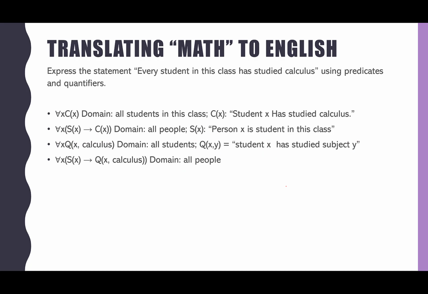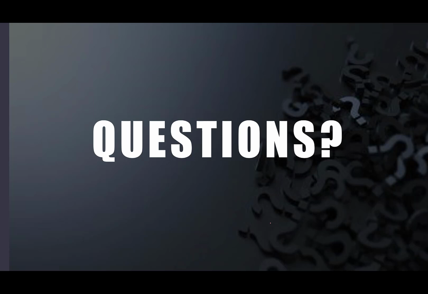Let's look at the same premise above here, or the same predicate here, domain of all people. We could have, and again using this S(x) here, for all people, if you're a student of this class, therefore, that student has taken calculus. Okay? So domain changes things, all right? Questions on that one?